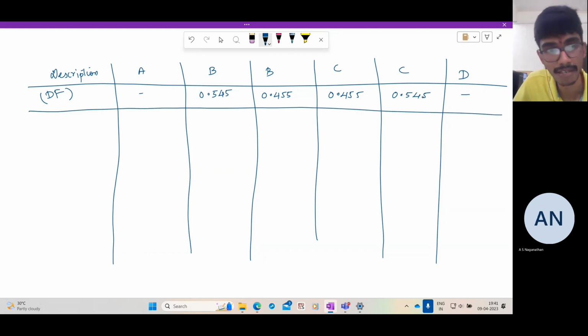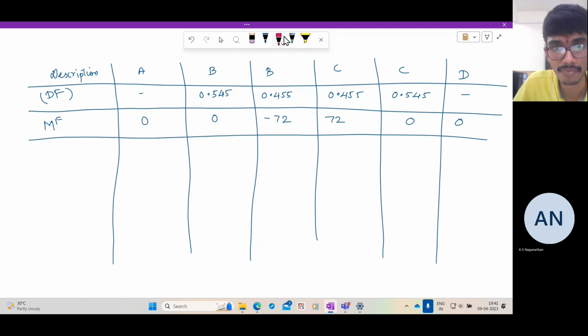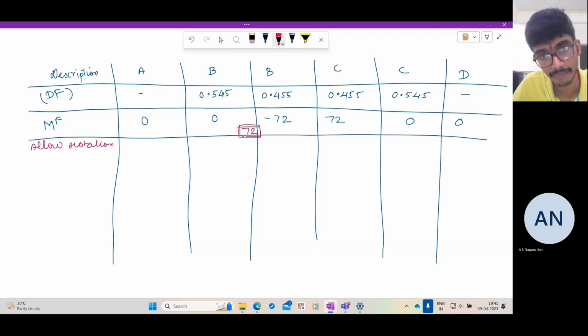What is the next step? Fixed end moments, so MF. Here it is 0, 0. Here it is minus 72, 72. Here it is 0, 0. Now what is the next step? Allow rotation under the counter moment. So here the net imbalance is minus 72. So you apply a counter moment of 72 here. In what fraction should you split them? So 72 into 0.545 will come to this span, and 0.455 into 72 will go to this span. So the numbers are like this.